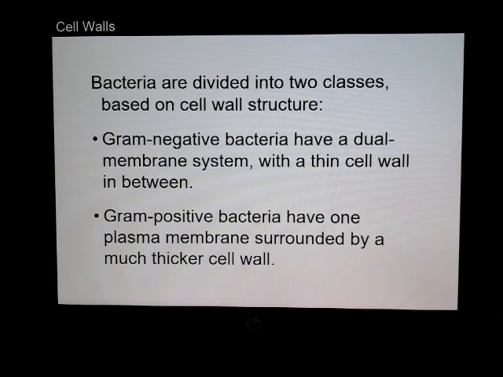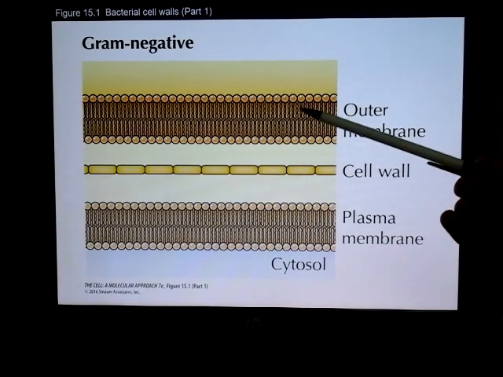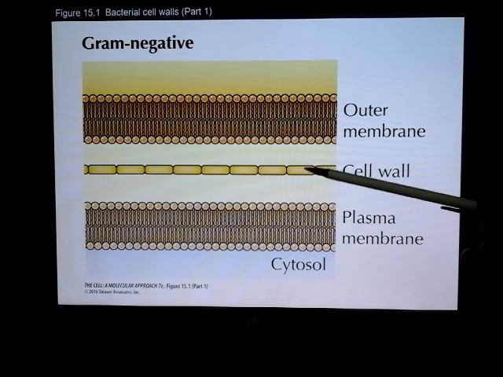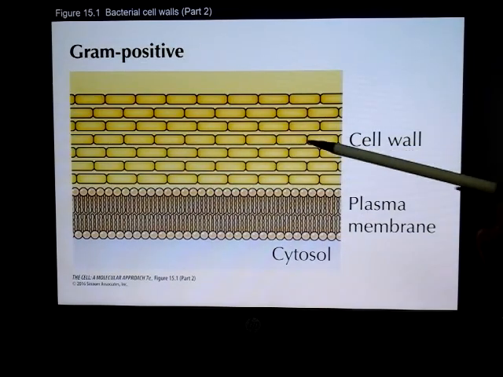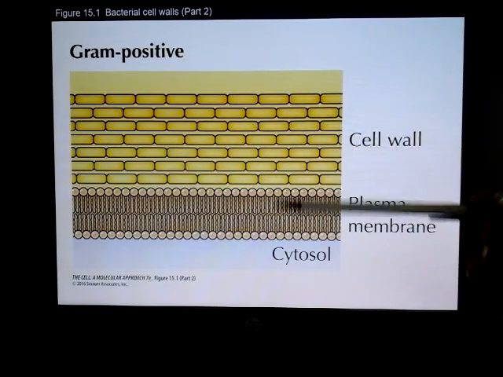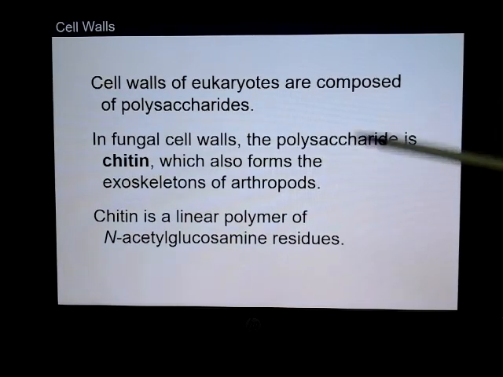Gram-negative bacteria have an outer and an inner membrane and a thin cell wall that's composed of peptidoglycan, whereas gram-positive bacteria have one plasma membrane but a very thick peptidoglycan layer on the outside. So if you take a look here, guys, here's the outer membrane of a gram-negative, the peptidoglycan here, and an inner membrane, and gram-positive has this thick peptidoglycan and the plasma membrane underneath.